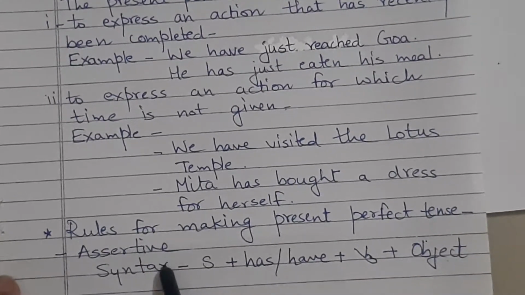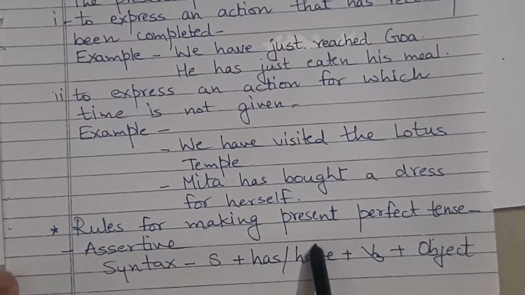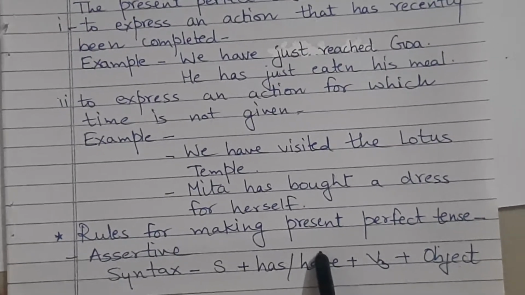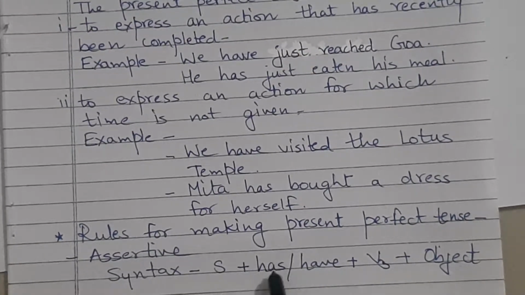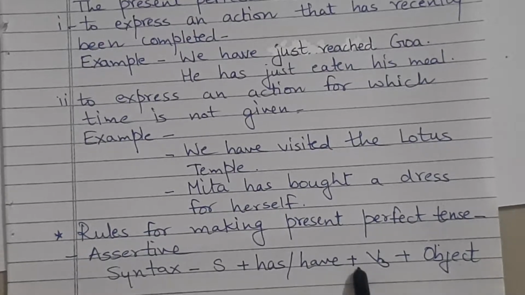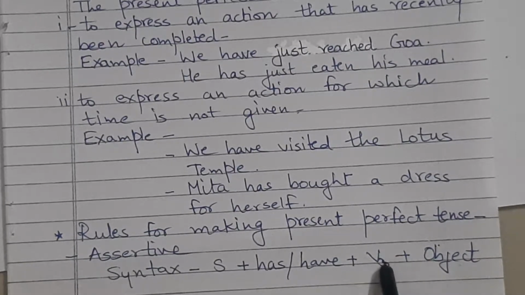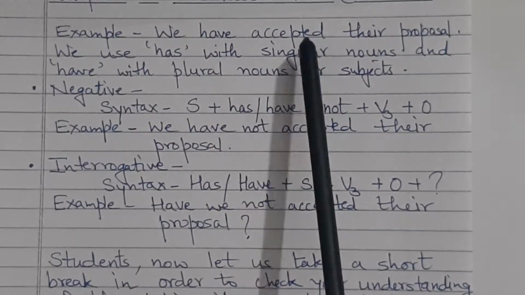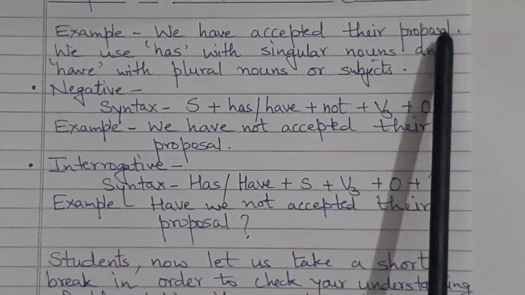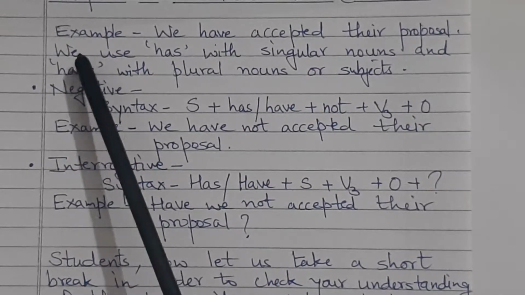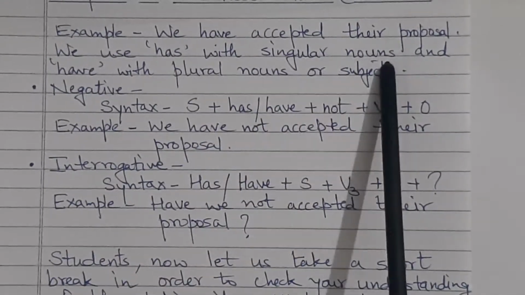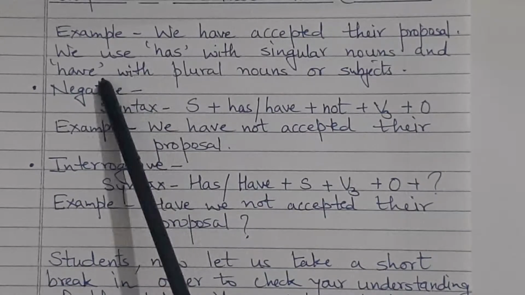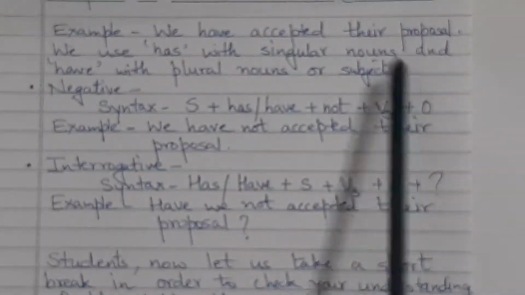For assertive sentences, the structure or syntax is subject plus has, have plus V3, the third form of the verb or past participle, plus object. For example, we have accepted their proposal. Students, we use has with singular nouns or subjects and have with plural nouns or subjects.